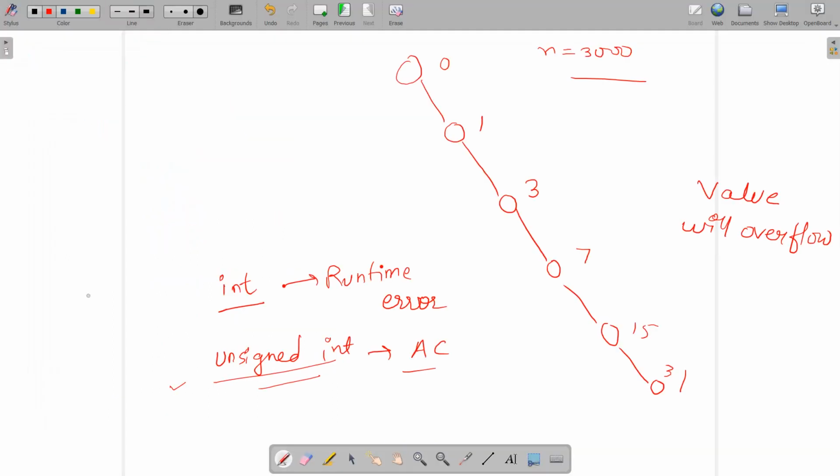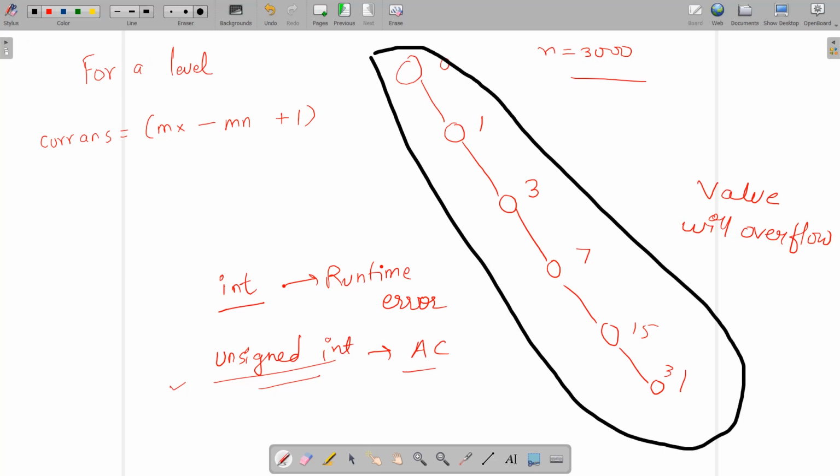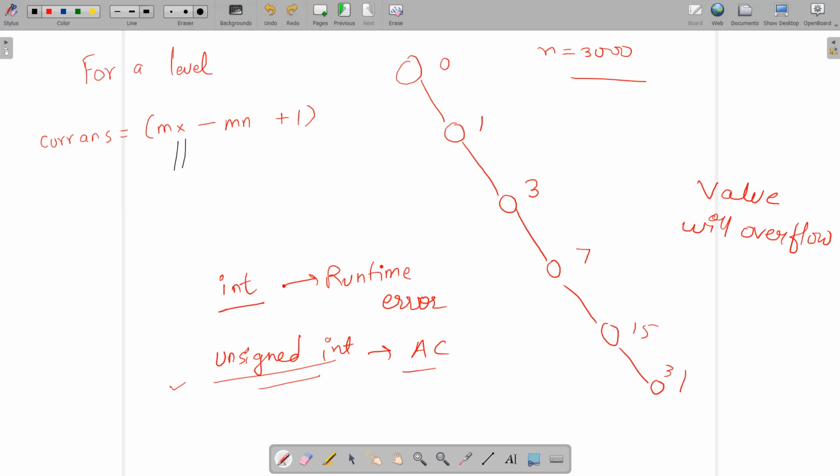So let's understand. You can see for a level, our current answer is actually maximum ID minus minimum ID plus 1, right? It may happen, as you can see in this skew tree, that in this tree the maximum value is going to be very large, and the minimum value is also going to be very large, so it may overflow. So we can write this term as (max minus some offset value) minus (min minus some offset value) plus 1. So this is actually the current answer. If we are able to write it like this, then we are done.